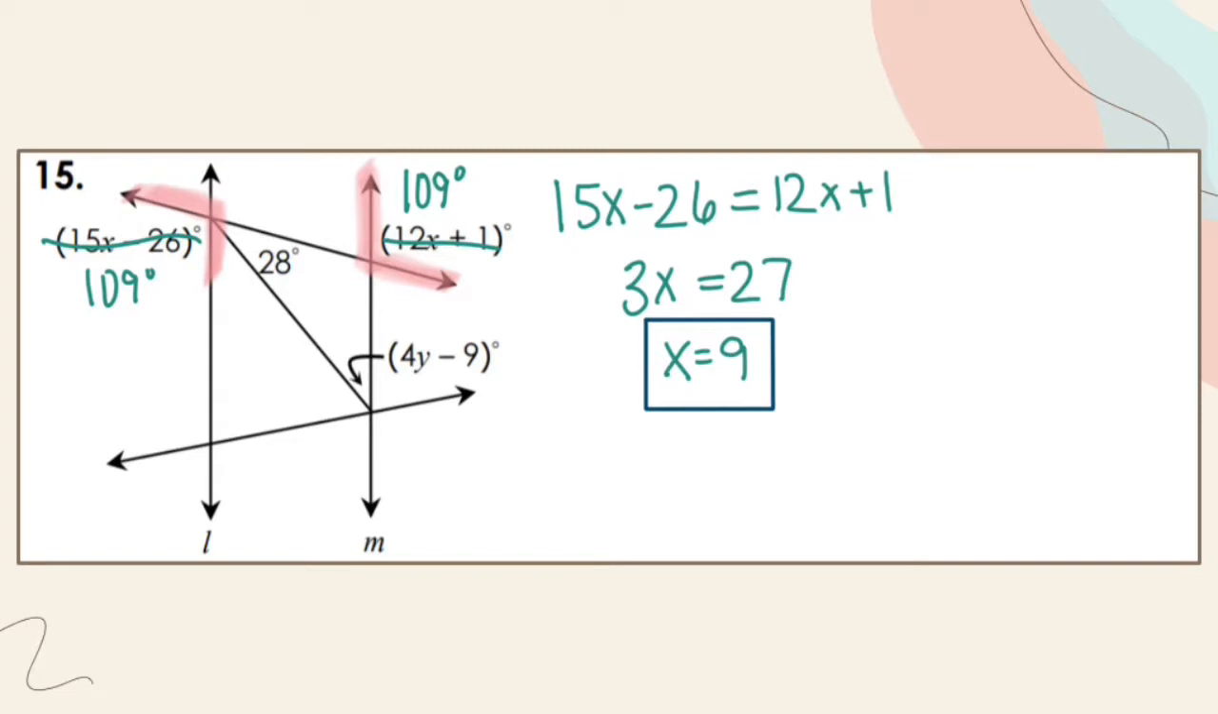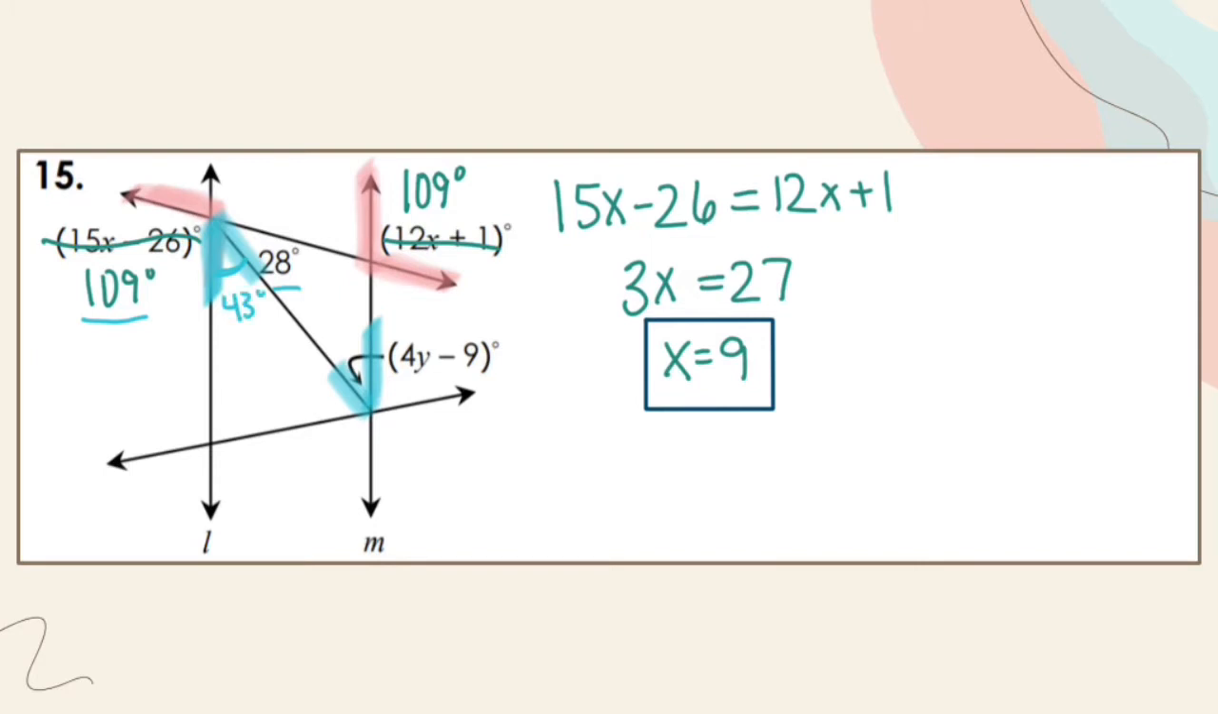Now, there may be multiple ways to look at this, but to find y, I notice that this angle that has y in it is an alternate interior angle to this angle, which means those angles have to be congruent. And we can find this angle by taking 180 minus 109 minus 28, because these 3 angles together make a straight line, or 180 degrees. And that's going to give us that this angle is 43 degrees.